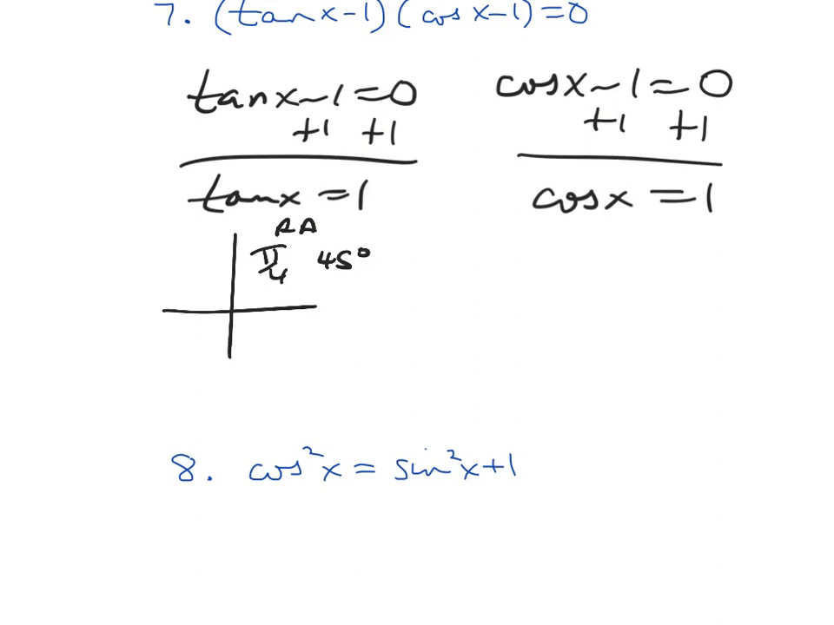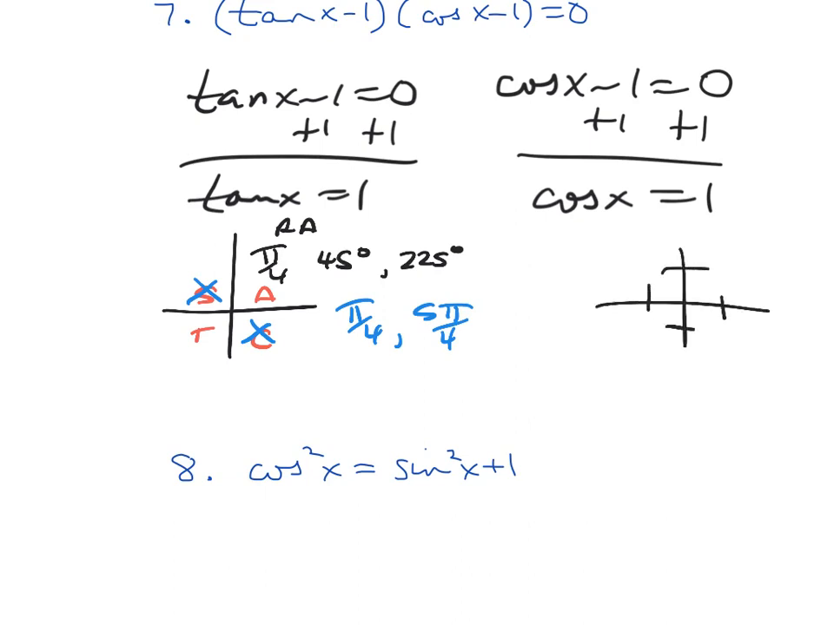So again, we want to do our All Students Take Calculus. It's going to be positive in quadrants 1 and 3. So as soon as you see it's 45, you're going to say it's pi over 4 and 5 pi over 4. Or 45 and 225. For cosine, again, that's going to come from the axis points. So (1, 0). We're looking for x to be 1, and it's right here. So my angle here, in degrees, it's 0. In radians, it's 0.